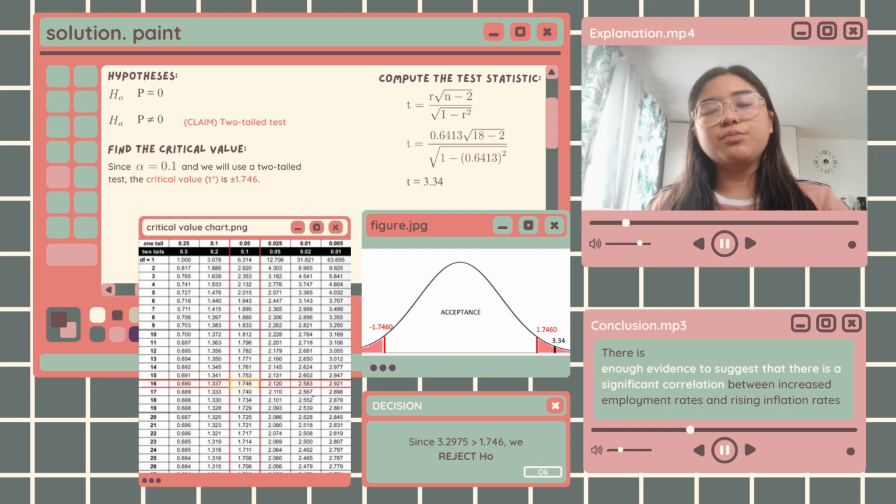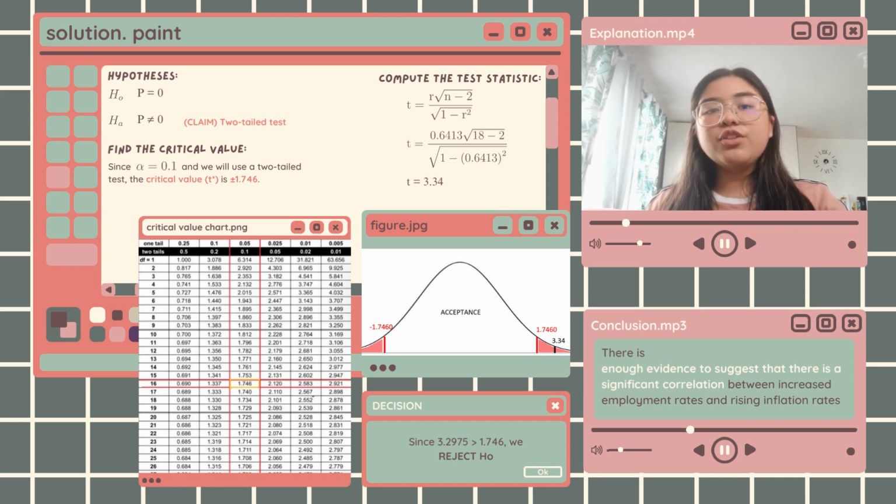Using a normal distribution graph, we can see that 3.34 is located in the rejection region. So now, we can make a decision. Since the test statistic that we got is greater than the critical value and is located in the rejection region, we will reject the null hypothesis.